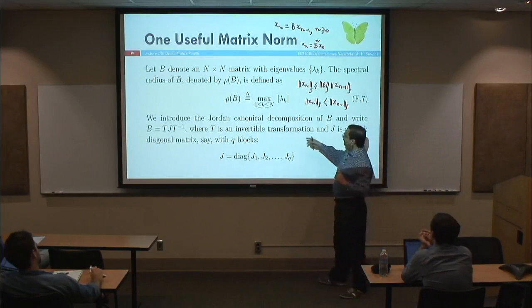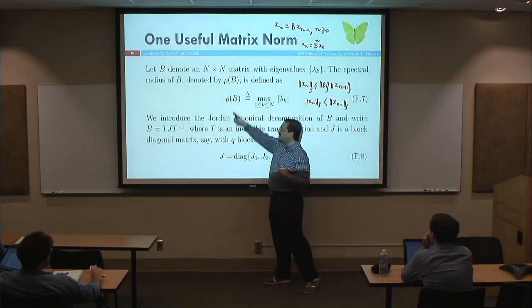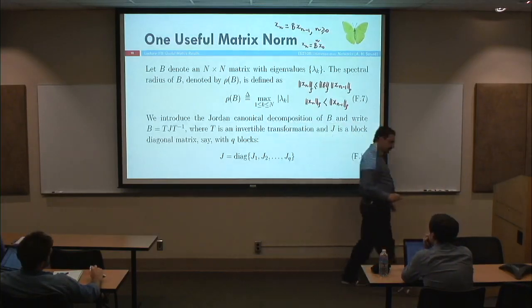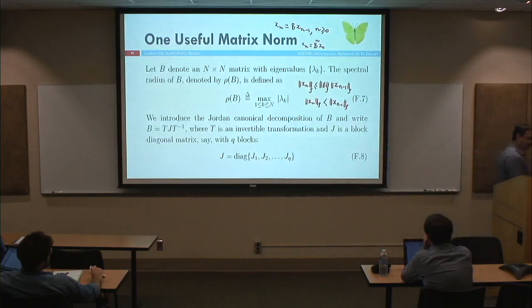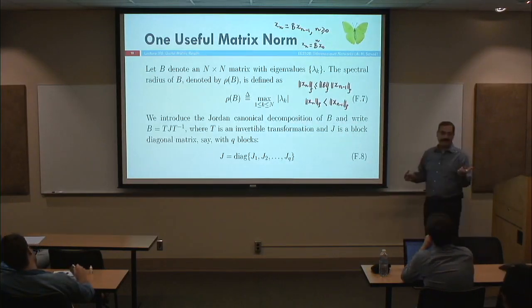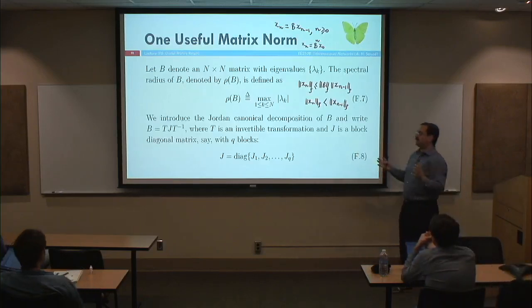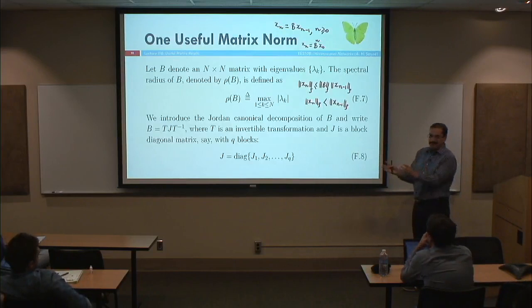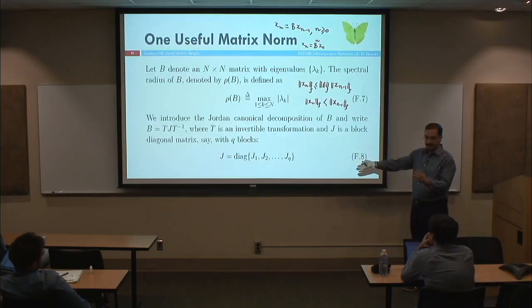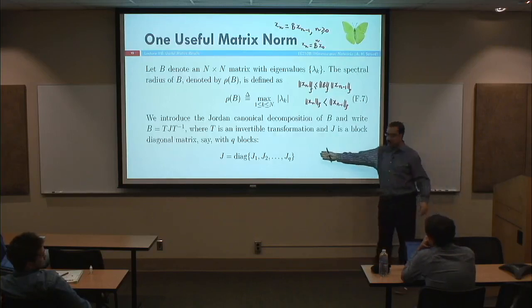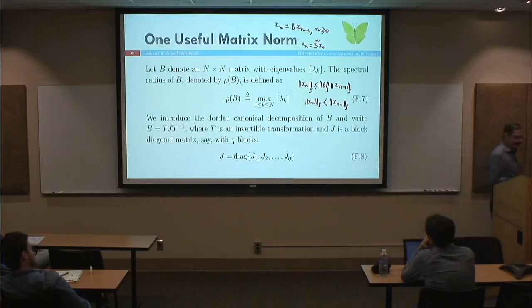How? First of all, let's introduce the spectral radius of B. This is a notation that's very important. Rho of B is the size of the largest magnitude eigenvalue, the one closest to the unit circle. That's called the spectral radius of B. If a matrix is stable, the spectral radius is necessarily strictly less than 1. Introduce the Jordan decomposition of your matrix.